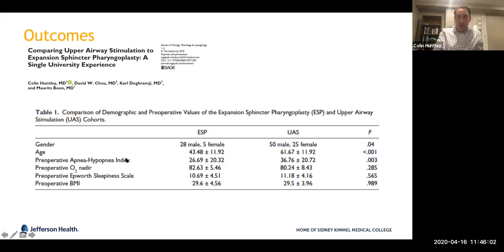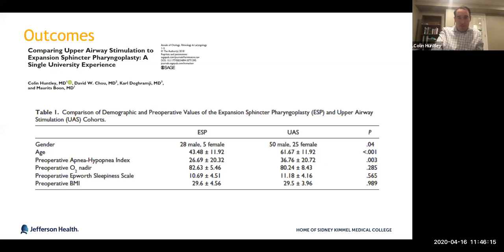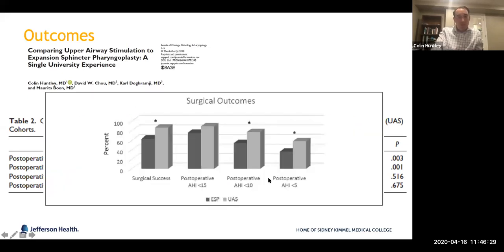Similar preoperative findings as Alan Kaminsky's group, with the stim patients being older. And postoperatively, we see improved results, where our pre-op AHI in the ESP group was about 27 and about 37 in the stim population. And we see a drop to 13 and 7 in the respective groups. We do see normalization of the Epworth scores in both cohorts.